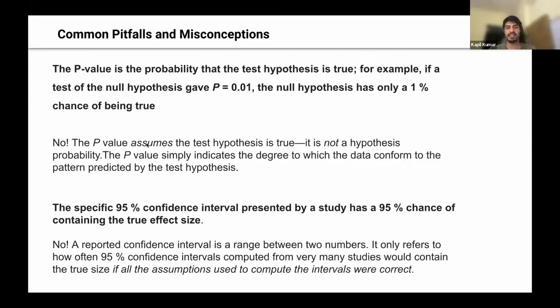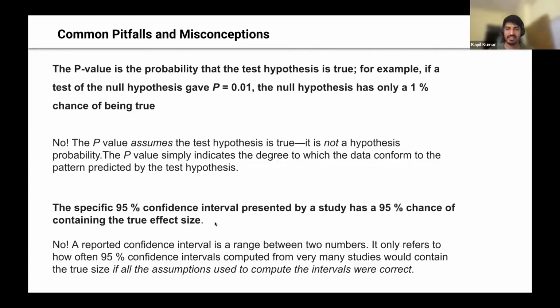The p-value assumes that the test hypothesis is true, and what a very low p-value says is that the result you are getting is very extreme if it came from the null hypothesis. So it is just saying that the extremity of the data that you observed is very high if the null hypothesis was true. The second misconception is on the 95% confidence interval.